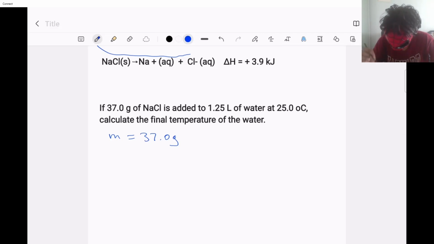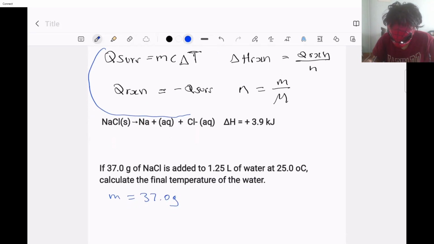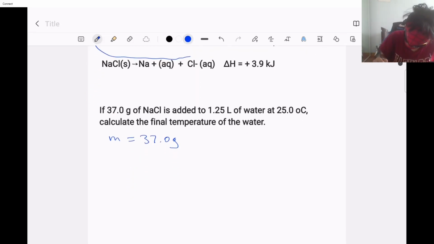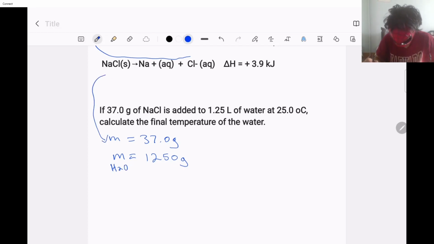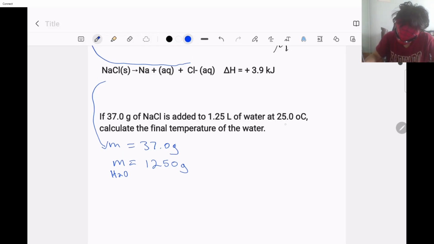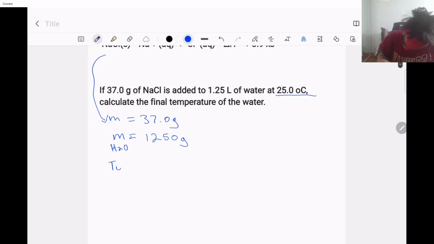So 1.25 liters of water would be equal to 1,250 grams. We need grams. When we're looking at mass, we need mass in grams. So this is important to know. So mass of water is equal to 1,250 grams. We also know the initial temperature of water. So T initial is equal to 25 degrees Celsius.